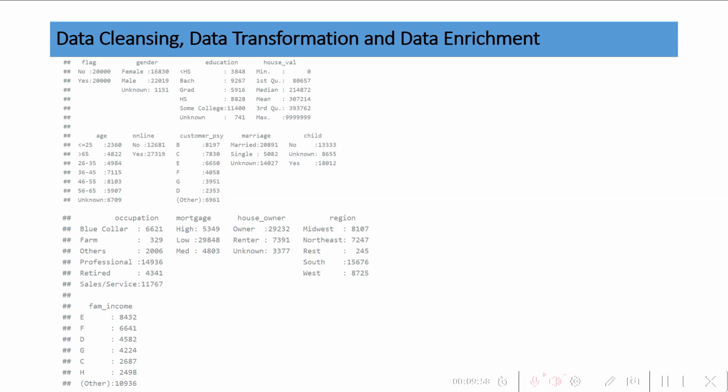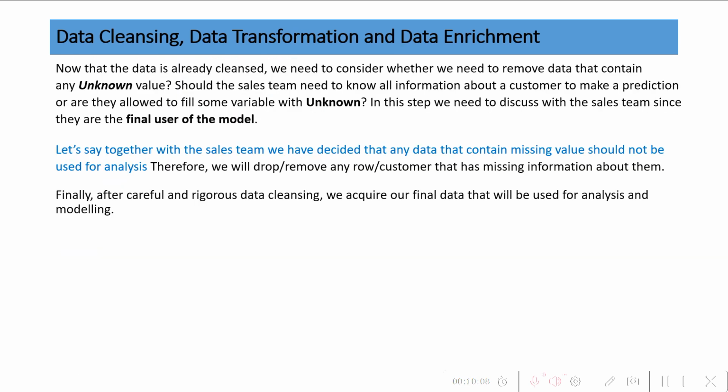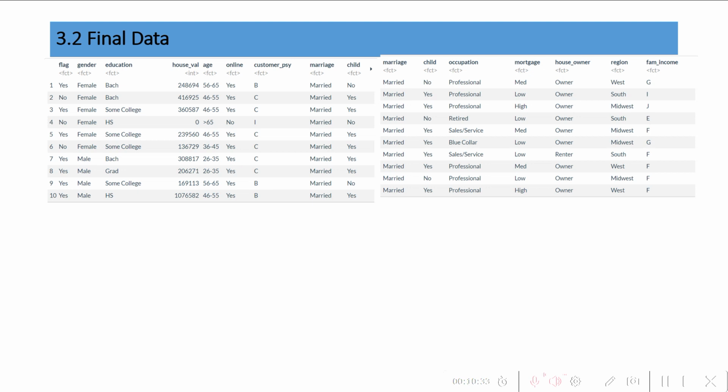And after doing all this data cleaning, transformation, and enrichment, this is the final summary of the data which is ready for the data modeling. So at this stage, we talked to the sales team about whether, for every column, if there is an unknown level, those rows are valid or have any usefulness or not. And the sales team confirmed, after examining, that they are not valuable. So we cleaned any data in any column with the level of unknown. And this is the final version of the data.